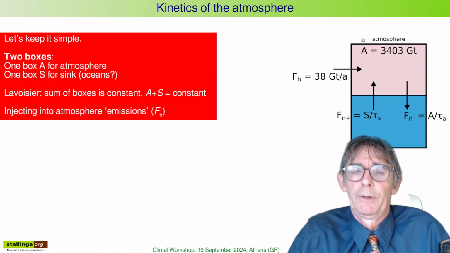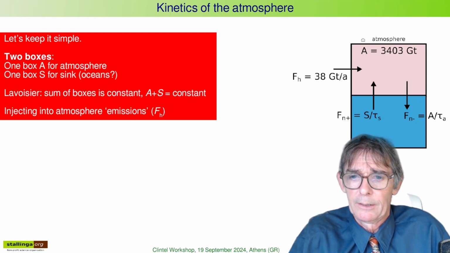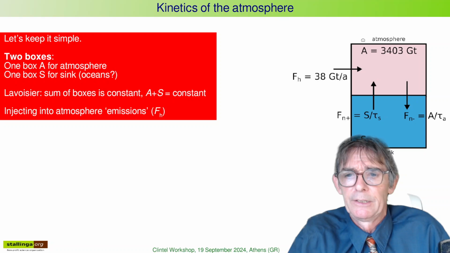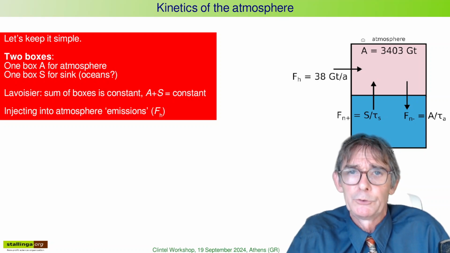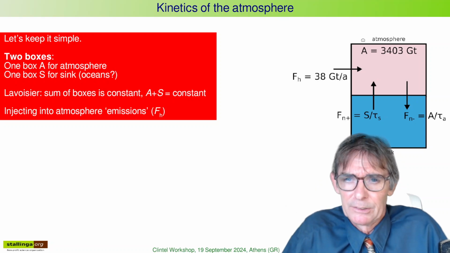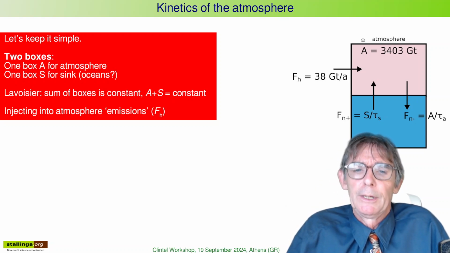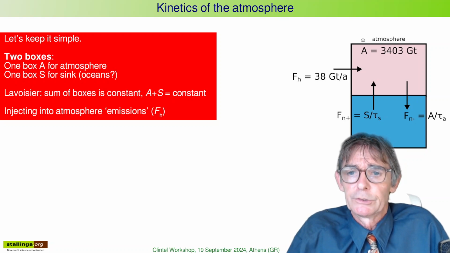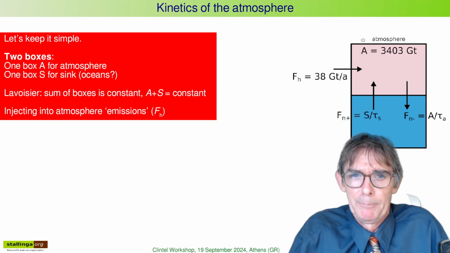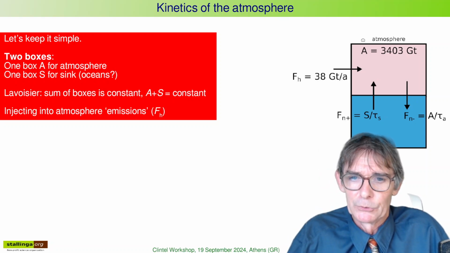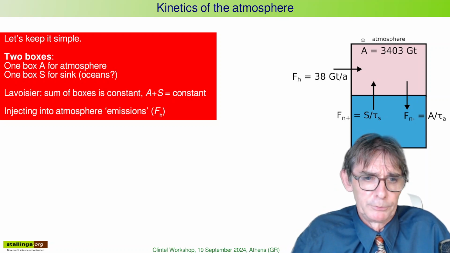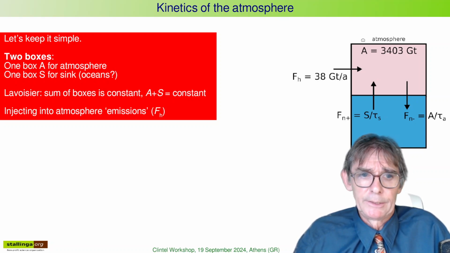So here, let's take a look now at the kinetics of our atmosphere and take a two-box model. One box, the pink one, is the atmosphere, and the other box is the sink, and I made it blue to hint that it's probably the ocean, or mostly the ocean. And as we also take Lavoisier, the sum of the two, the atmosphere and the sink, is constant. Of course, we can then add to the system, for instance, human emissions, that is to say, anthropogenic emissions, probably from burning fossil fuels. But that is our system.